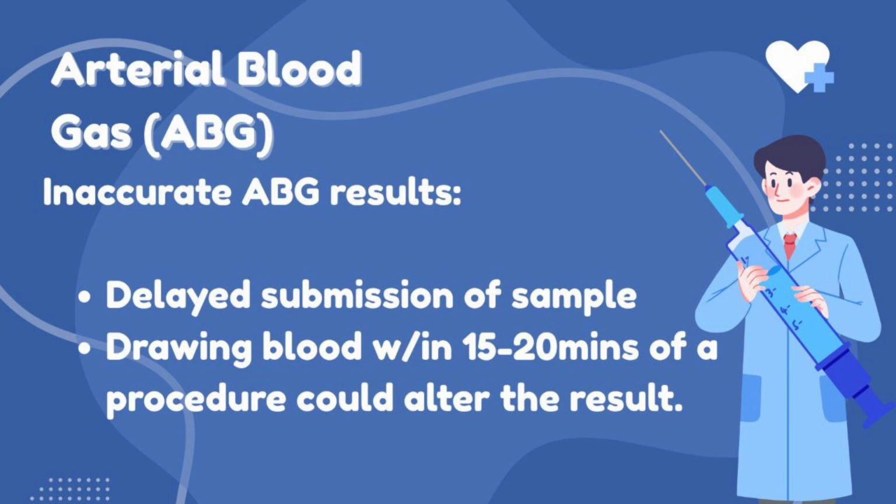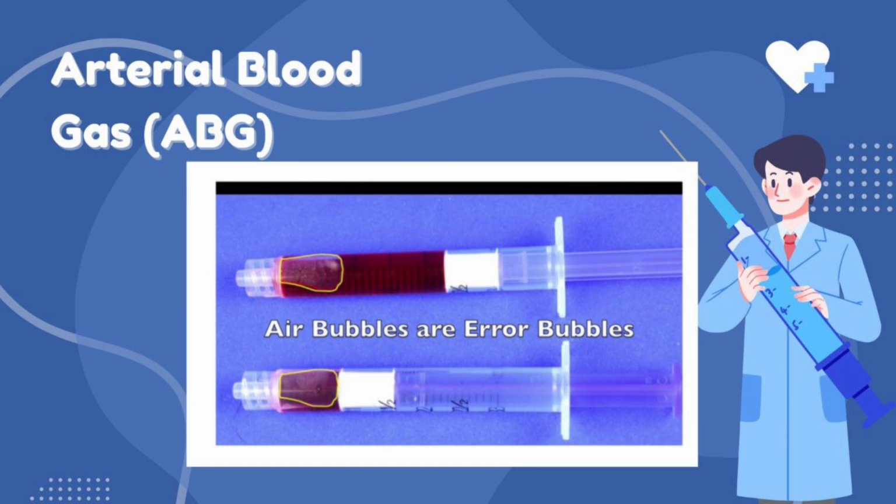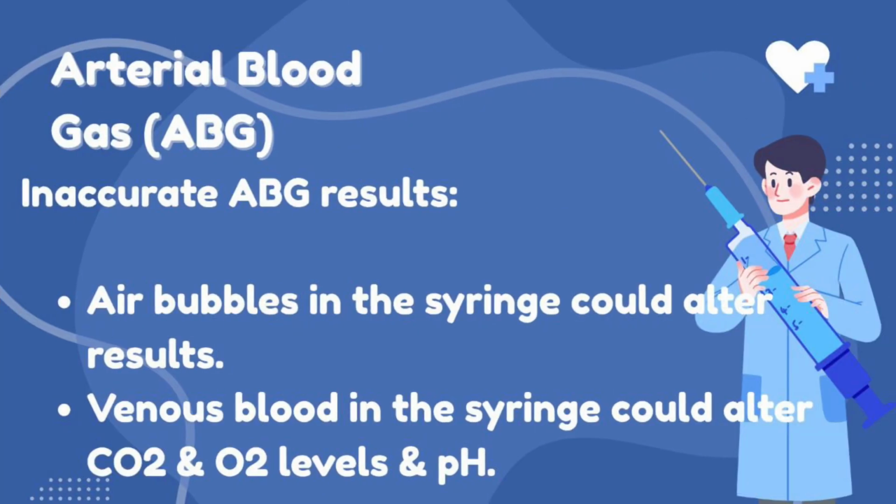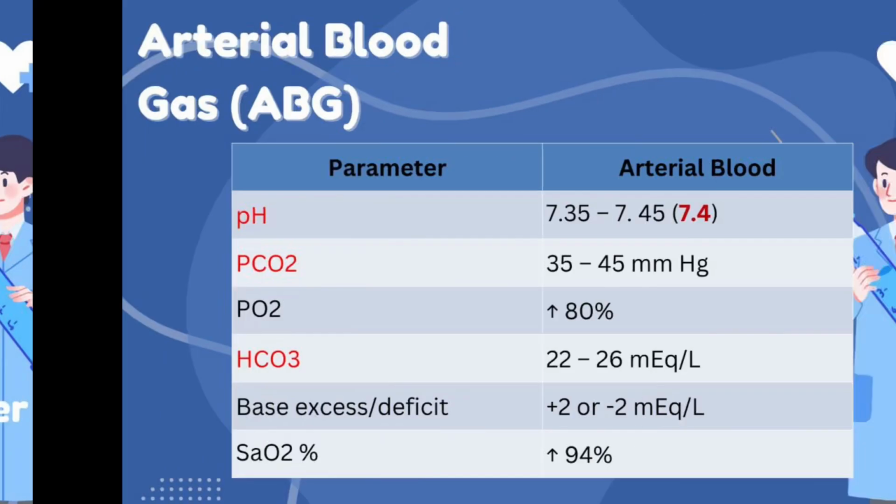What can affect the ABG result? ABG results can be wrong if the sample is delayed, taken too soon after the procedure, contains air bubbles, or accidentally has blood from a vein instead of an artery. This mistake can change the oxygen, carbon dioxide, and pH readings.